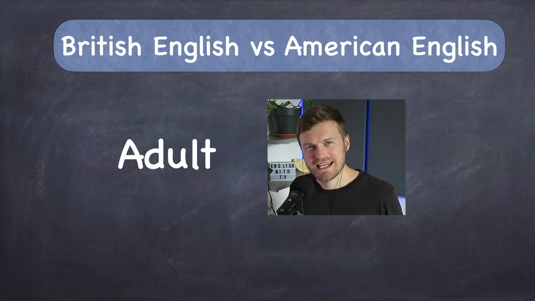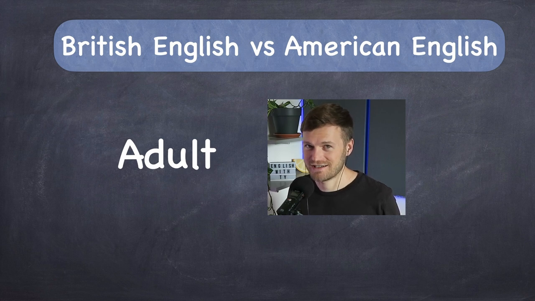Here is an example for you of the word adult in British English. You're an adult. And here is an example for you with the same word, but in American English, so it's more like adult. I'm an adult.